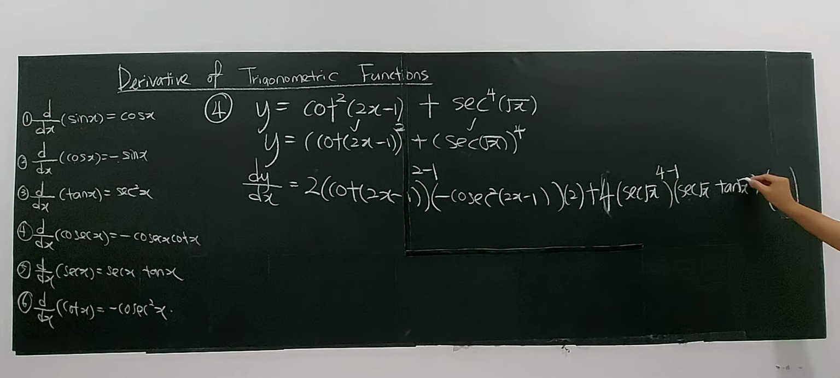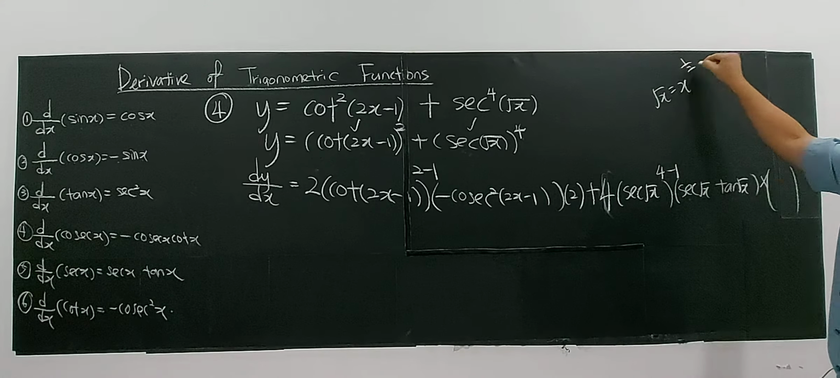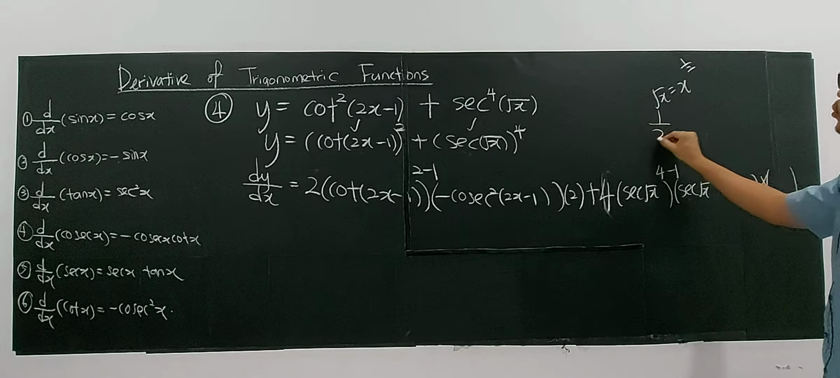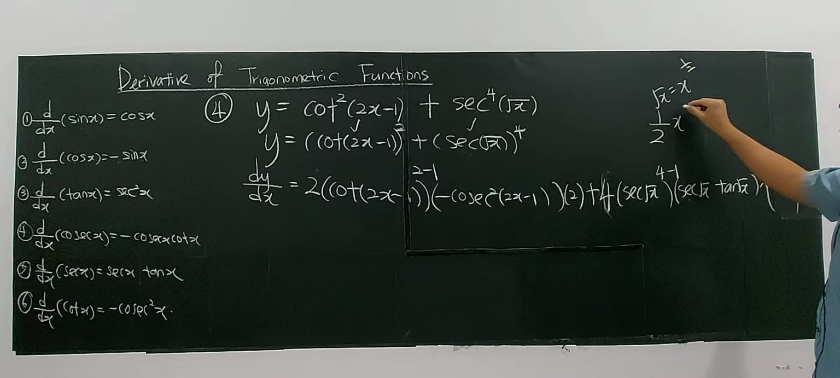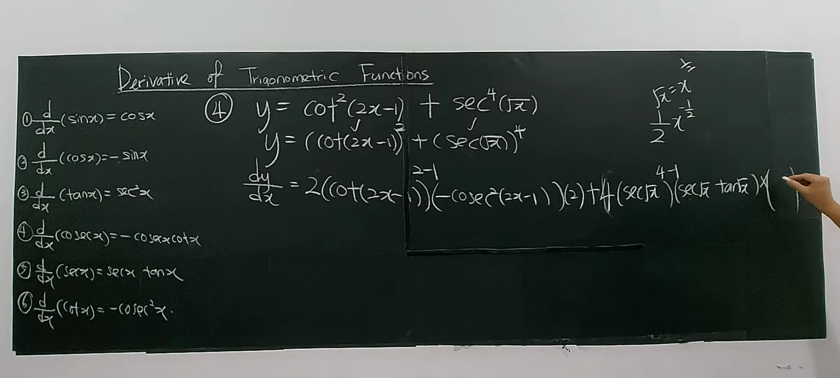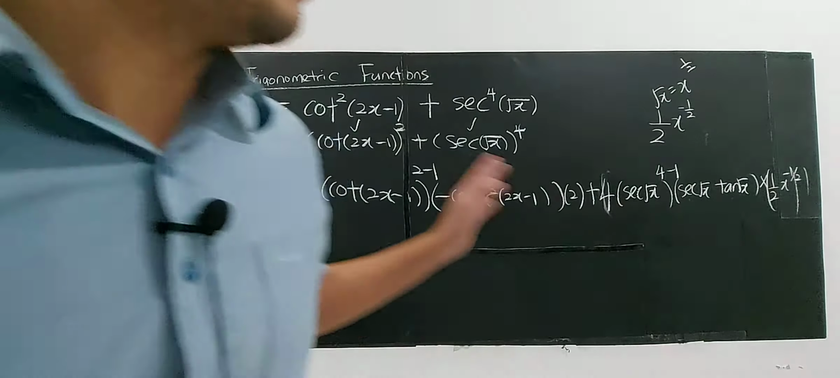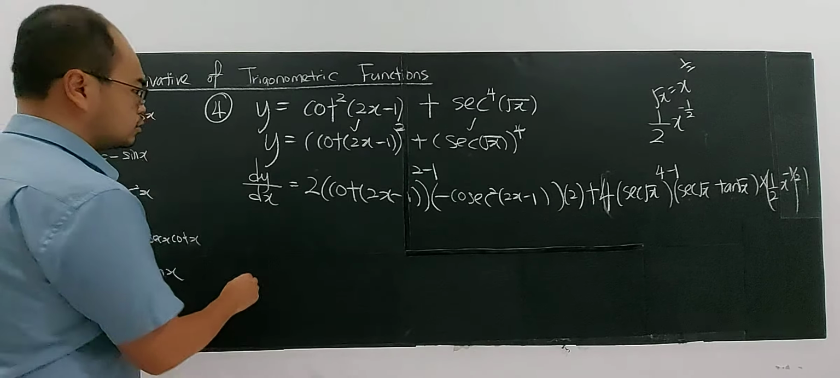Differentiate square root of x. Square root of x is x to the power of 1 over 2, right? Differentiating this, you bring down the 1 over 2, then x to the power of 1 over 2 minus 1, which is negative 1 over 2. So you have half x to the power of negative 1 over 2 here. Now I have completely differentiated everything, so my job now is to just arrange.